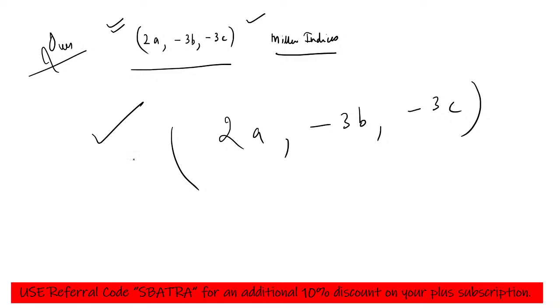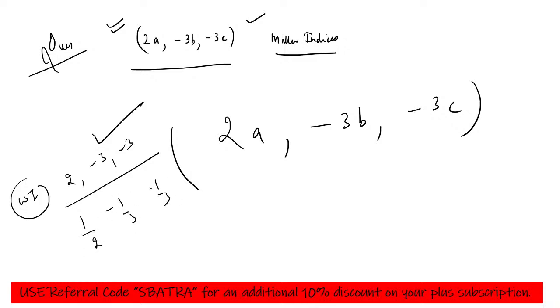Right, okay, so what we'll be doing, we have to reciprocate these values, 2a, minus 3, minus 3. So the indices would be 2, minus 3, minus 3. So we have to reciprocate this value. This is 1 by 2, 1 by 3 minus, and 1 by 3 minus, okay.